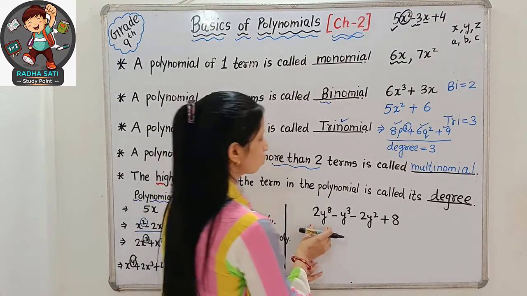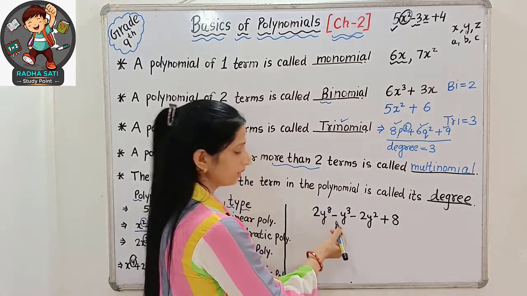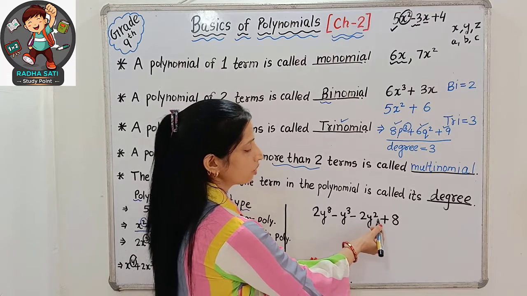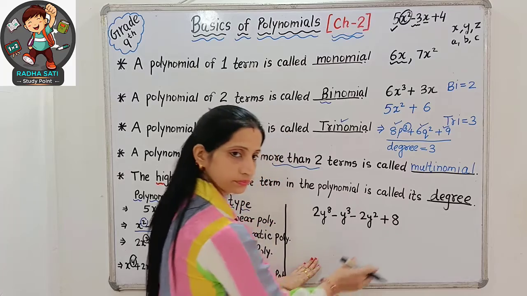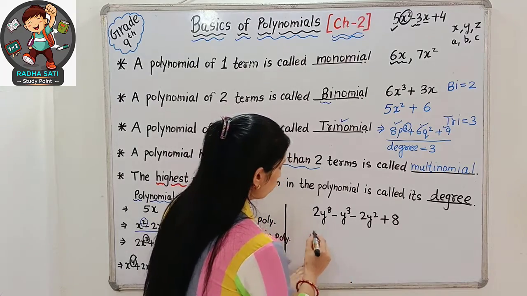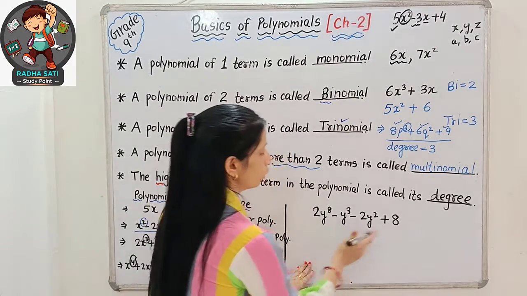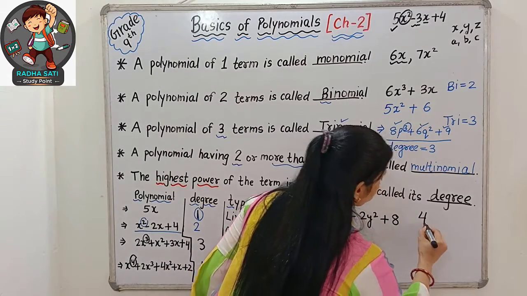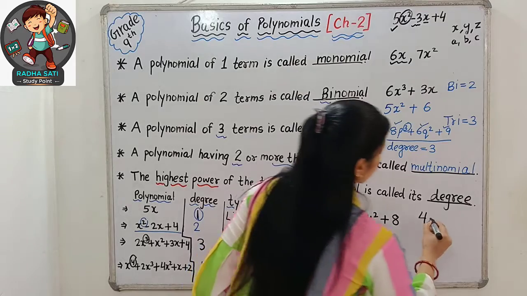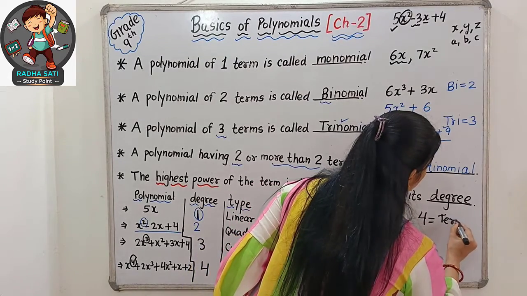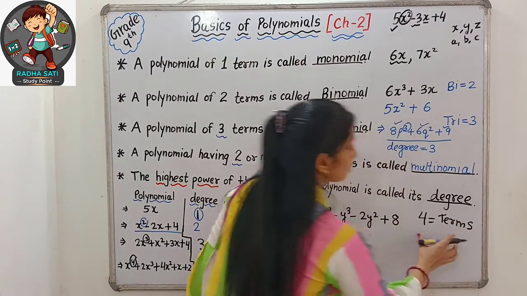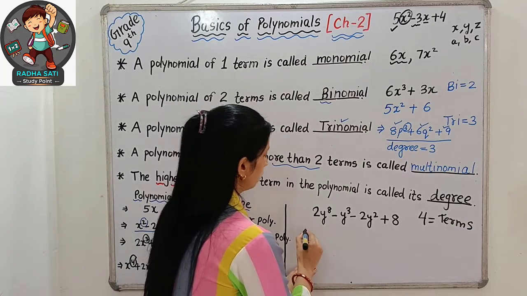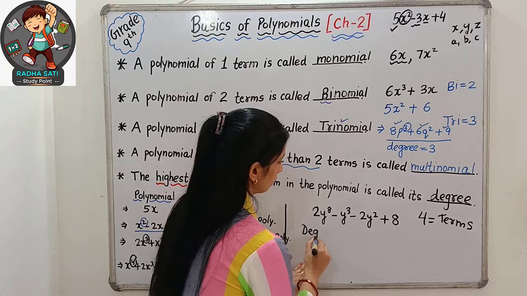Okay. It is 2y raised to the power 8 minus y raised to the power 3 minus 2y raised to the power 2 plus 8. Okay. Now, how many terms in this polynomial? 1, 2, 3, 4. How many terms? 4. Okay. So, what we call this? When there are 2 or more terms, we call it multinomial. It's a multinomial.